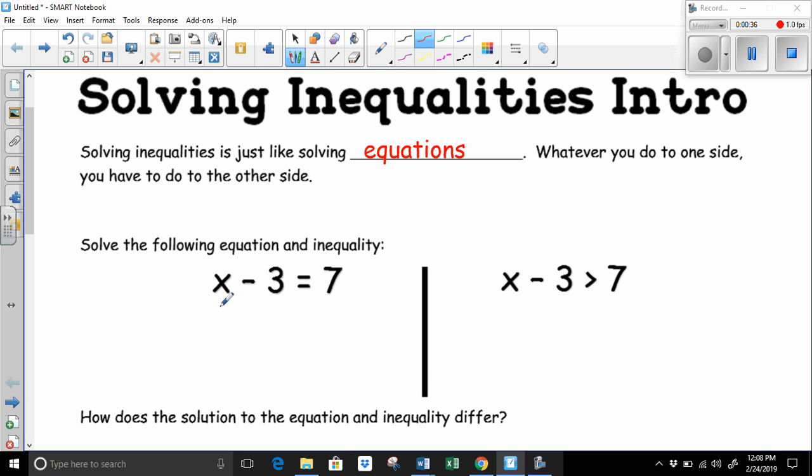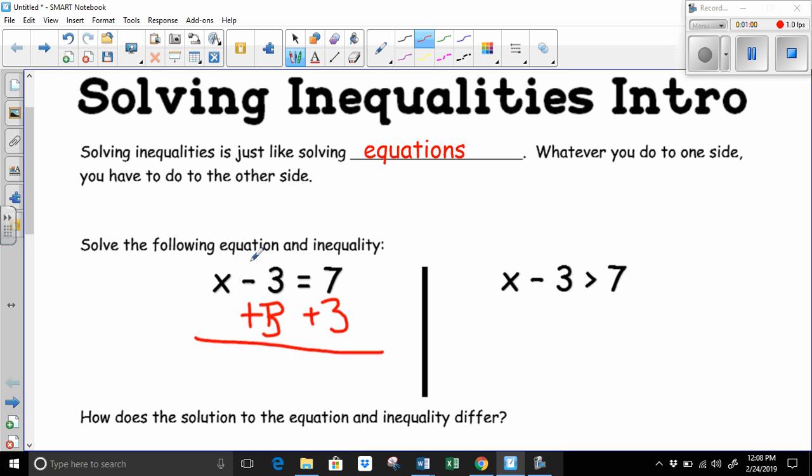So for here we have x minus 3 equals 7. So the first thing you want to ask yourself is, what is the variable? The variable here is x. What is attached to the x? Attached to the x is a minus 3. To undo that minus 3, we're going to add 3. And again, whatever you do to one side, you have to do to the other. I'm going to add 3 over here.